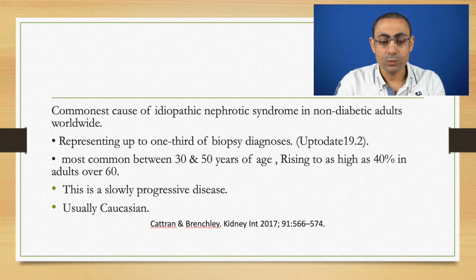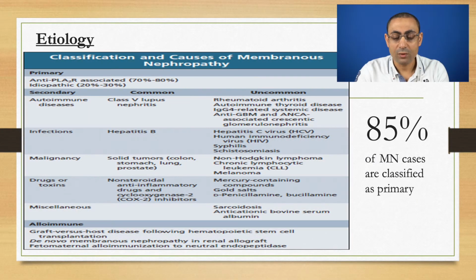It represents up to one third of biopsy diagnoses. Membranous nephropathy is most common between 30 and 50 years of age, and the incidence increases with increasing age. It accounts for around 40% in adults over 60 years. Membranous nephropathy is a slowly progressive disease and usually seen in Caucasians. Primary membranous nephropathy accounts for around 85% of all cases of membranous disease.